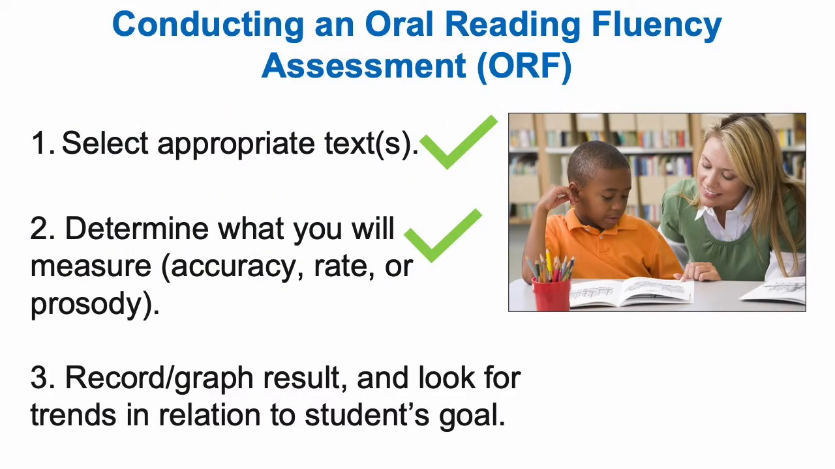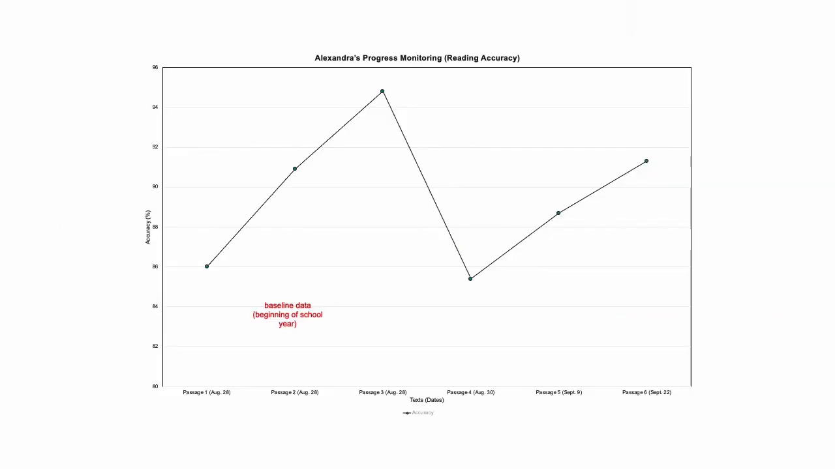The last step in our process is to record our data and look for any trends that tell us how the student is progressing towards her goal or not. Here is the CBM graph for Alexandra's reading accuracy. We have added fictional dates and more data points in order to illustrate this example more clearly. The first four texts that Alexandra read were at the beginning of the school year, prior to receiving core instruction in fluency or decoding, so these are considered Alexandra's baseline data. Draw a vertical line on the graph to show where the baseline data ends and the instructional intervention was started.